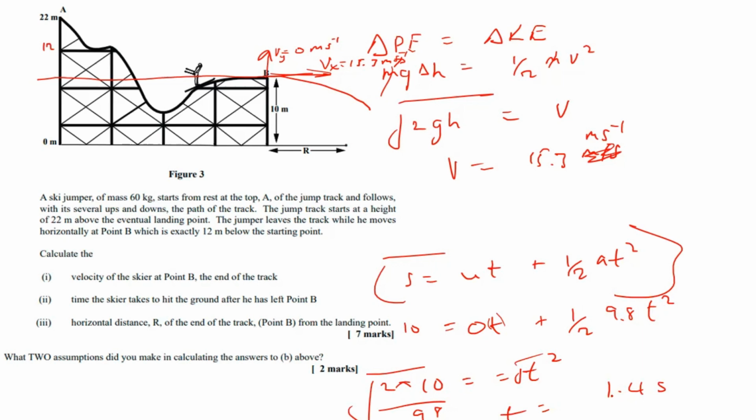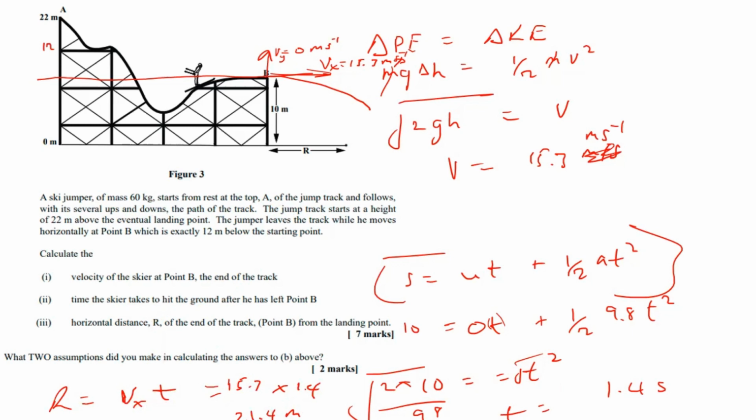They asked you to find the horizontal distance r. So r is equal to vx times t. Please, ladies, because this is projectile motion, you have to pay attention to that. So this is 15.3 times 1.4, and that gives me 21.4 meters.